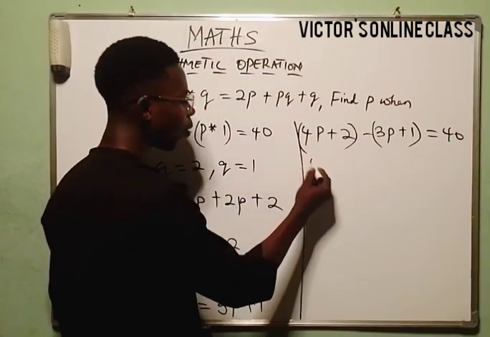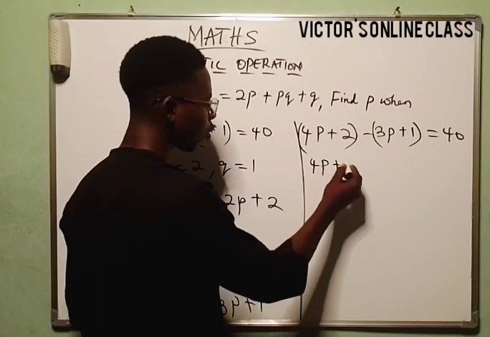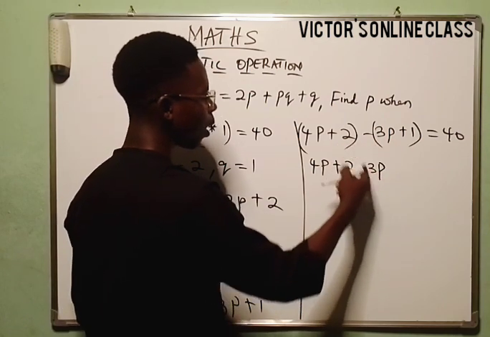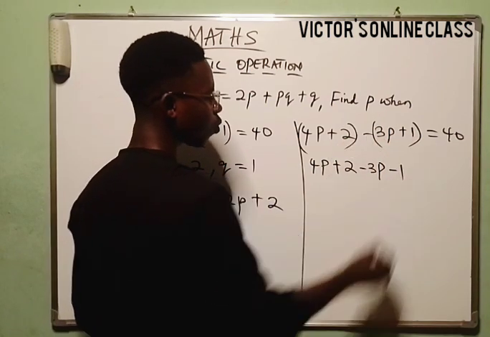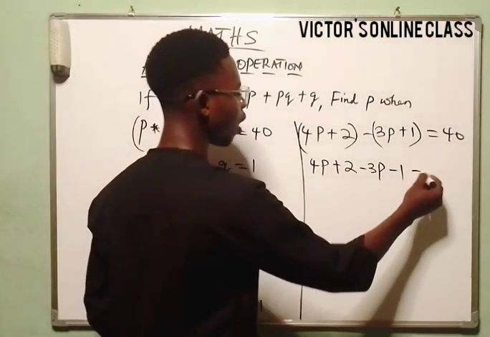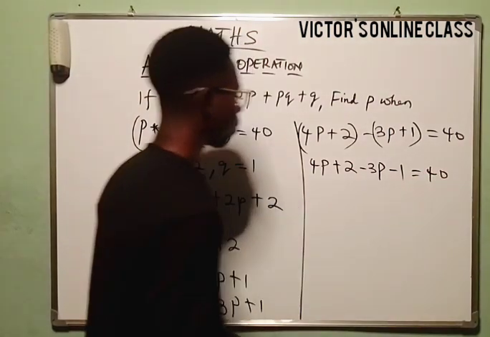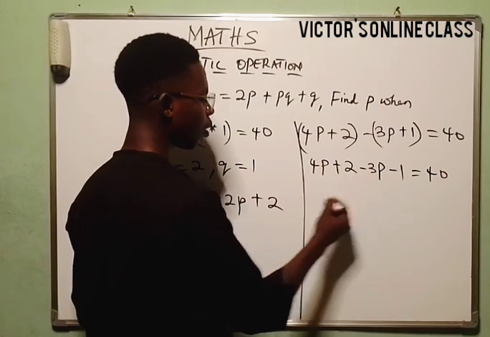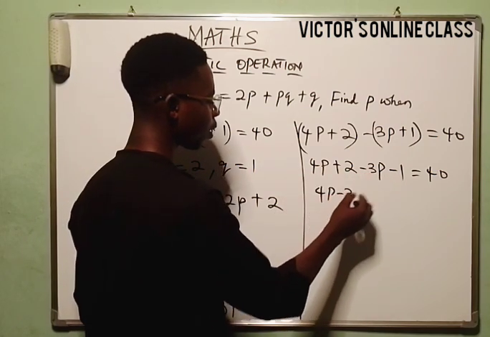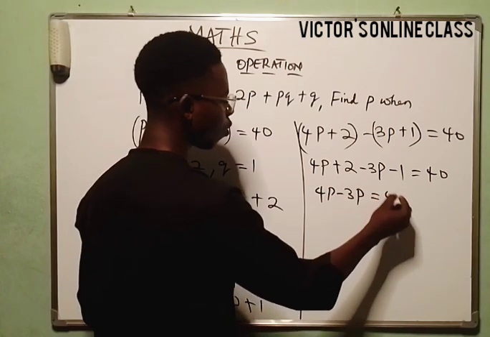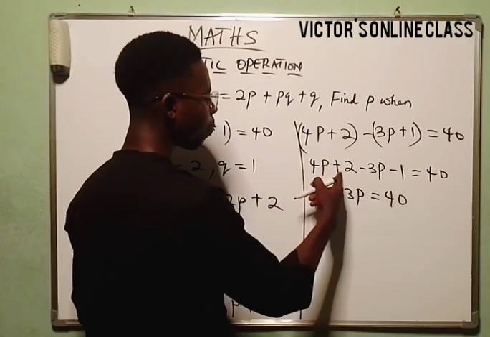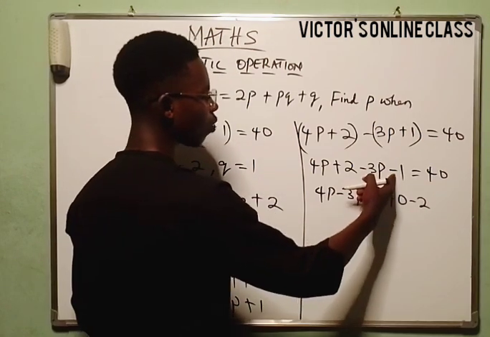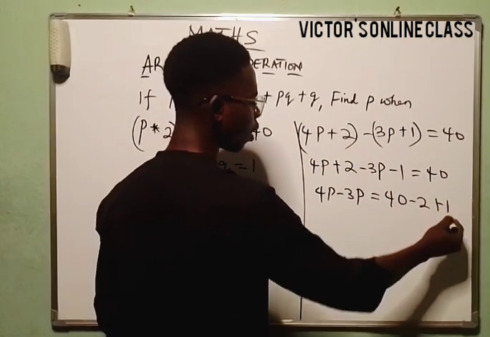Now you have here 4P plus 2, let us open the bracket. Minus times 3P will give us minus 3P. Minus times plus 1 will give me minus 1. You have opened the bracket, you now have it equal to 40. Now, 4P, you connect like this: 4P minus 3P equal to 40. When plus 2 crosses to this other side, you change it to minus. And when minus 1 crosses to this other side, you change it to plus.